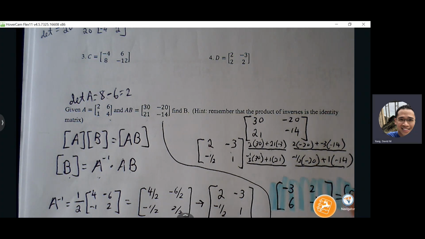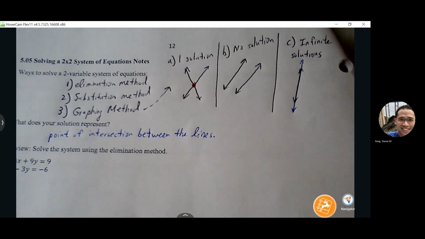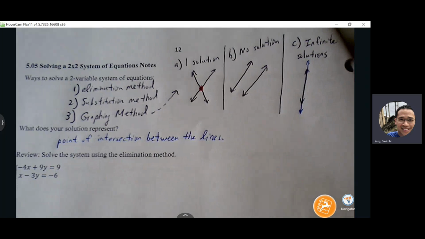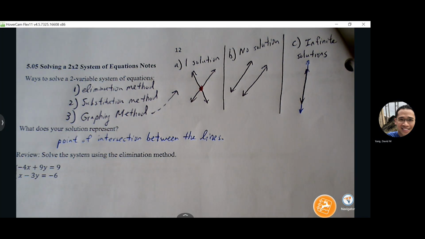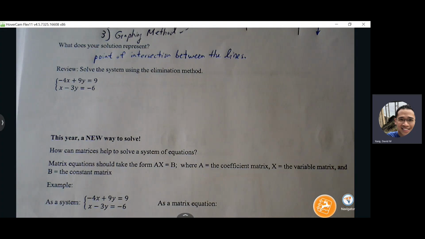Okay, but let's go to page 12 and talk about what we can do in terms of applying matrices or applying systems of equations. So, ways to solve two variable systems of equations. Here's a quick example. A system of equations is just two equations, like in the middle of the page, where you're trying to solve for x or solve for y.